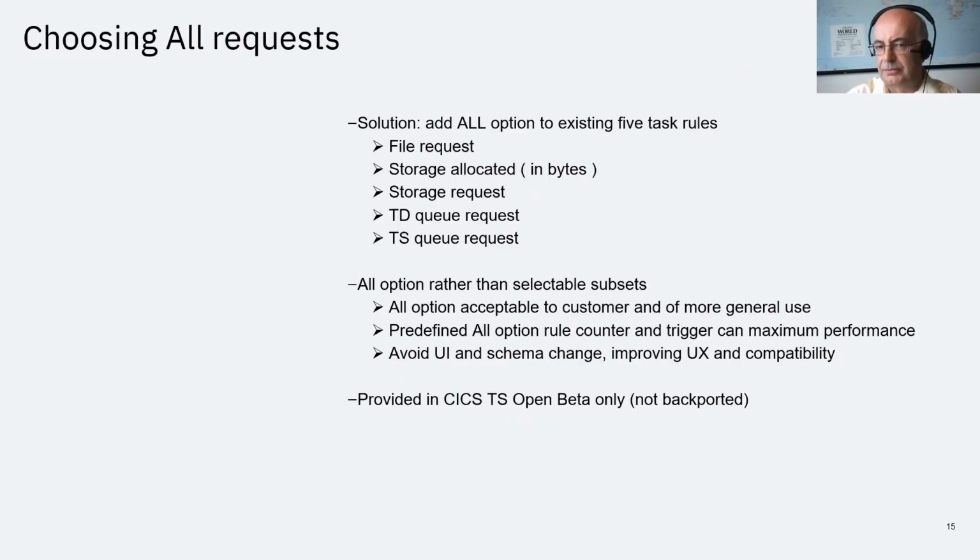So the way we actually solved this is we went back to the customer and said it was going to get rather messy if we were going to have all sorts of combinations depending on how many requests, whether it's read and write but not browse, etc. And so we talked it through with the customer and said, well, how about we just give you an all option, so all file control requests, would that be acceptable?